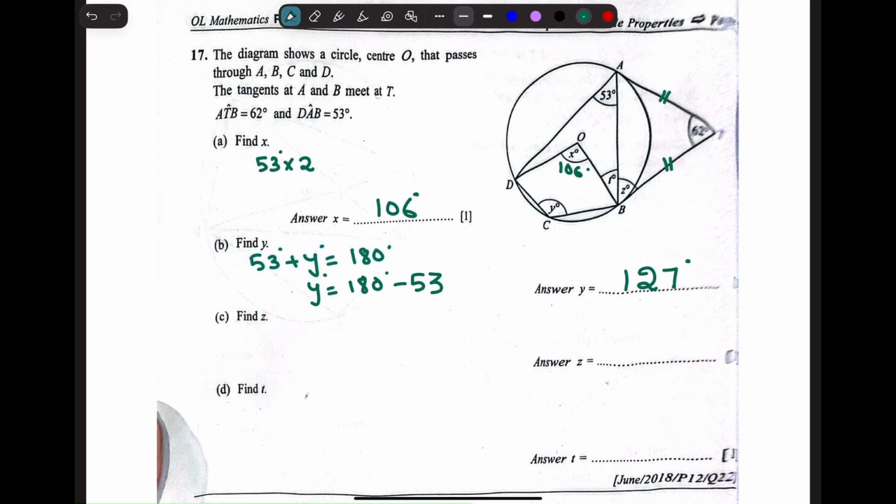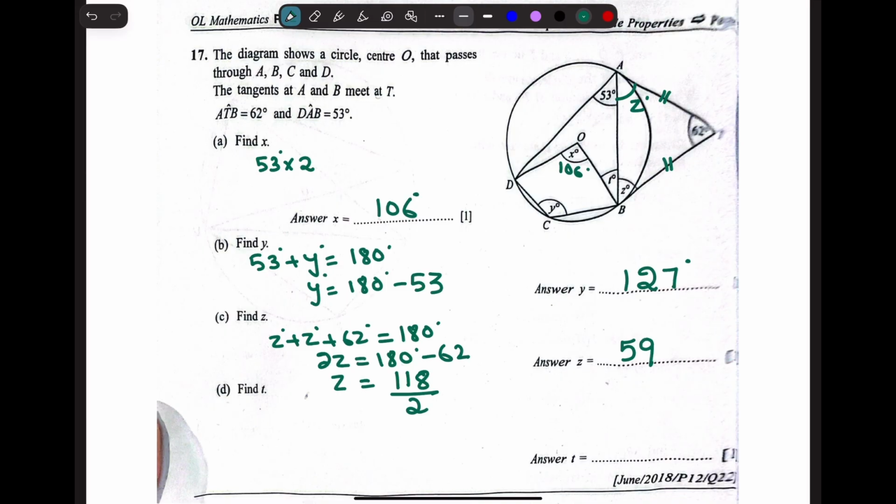Okay, now they want us to find angle Z. We know that ATB is an isosceles triangle. So this is 62, this is Z, this would also be Z, right? So let's mark it as Z. And therefore we know that Z plus Z plus 62 should be 180. So 2Z is equal to 180 minus 62. So Z is going to be that divided by 2, which gives you Z as 59 degrees.